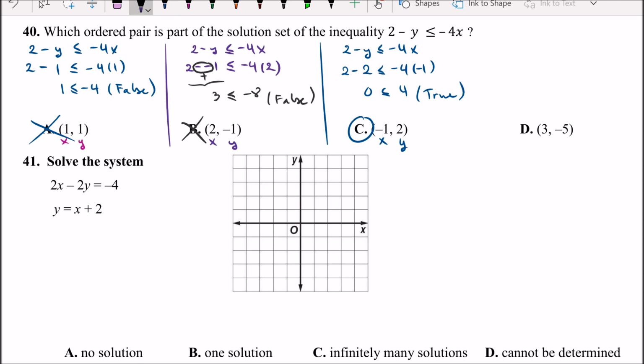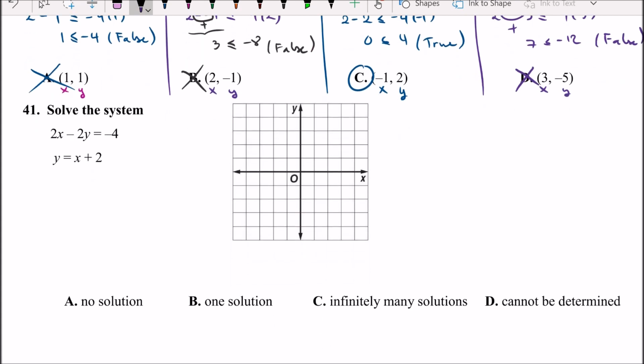Okay, and last is multiple choice. If C is the answer, D is going to be wrong. But let's say we don't know that, we're going to go forward and try part D. So x is 3, y is negative 5. That would be 2 minus negative 5, less than or equal to negative 4 times 3. The negative turns into a positive, so 2 plus 5 is 7, less than or equal to negative 12. 7 less than negative 12 is a false statement. So this is not the answer.